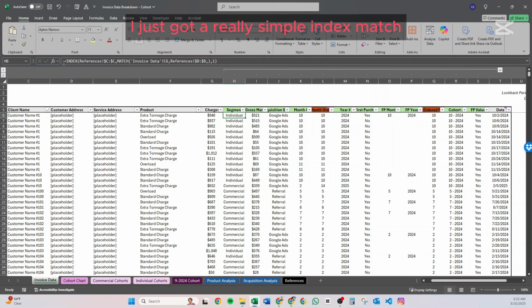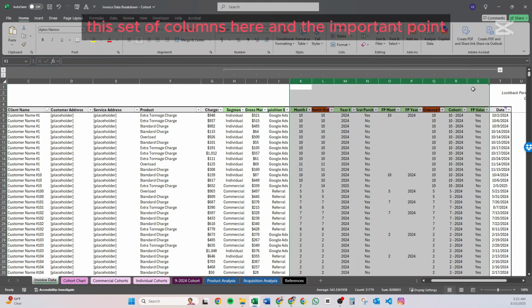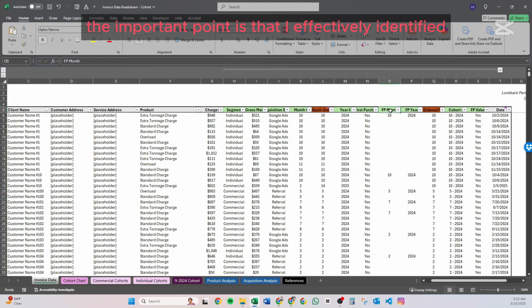I have a really simple index match that's looking up the customer name and bringing the segment over. Same thing with the acquisition source here. I added a column for the gross margin, which is really just the charges times the gross margin. And then the real magic in this came from this set of columns here. I'm not going to explain how I got to this, but the important point is that I effectively used some formulas to identify what the month of first purchase was for each of the customers.